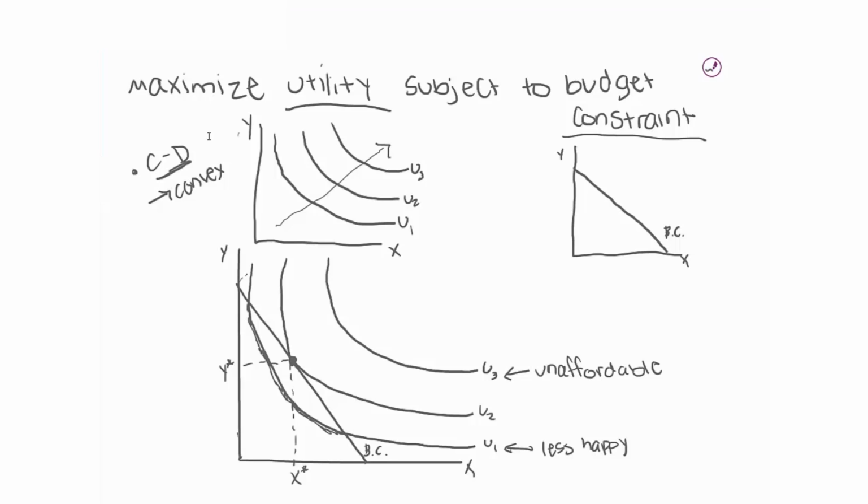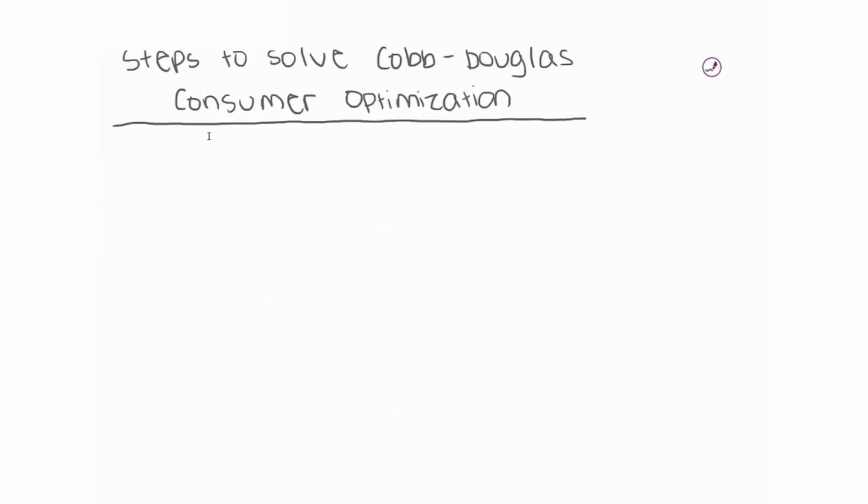Okay, so we know that anytime we have a Cobb-Douglas indifference curve, we're going to be looking for this point right here where the indifference curve touches the budget constraint at just one point. Now, with that being said, now that we can see what's going on visually, what I want to do is talk about the actual step-by-step process that we're going to use to solve any time that we have a Cobb-Douglas utility function.